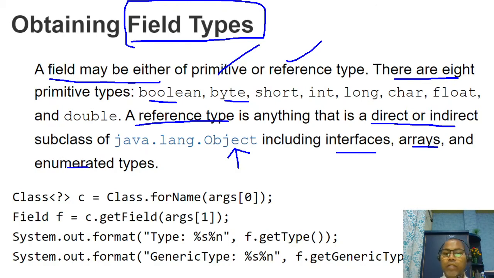So how will you find the type? Simply, they offer a method. You have a method like getField, which returns a Field, and on the Field they have a method getType, which gives you the type. What kind of field type is it?